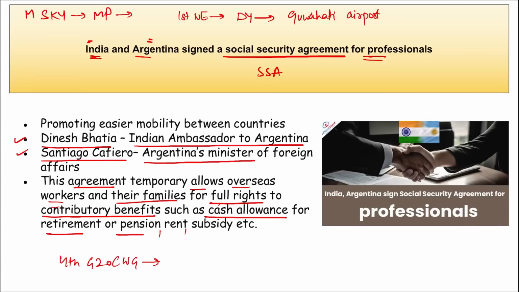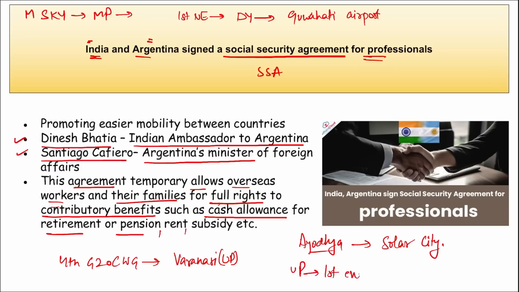So the fourth edition of the G20 Culture Working Group meeting was held in Varanasi, Uttar Pradesh. Next thing, remember, in Uttar Pradesh only, Ayodhya will be built as your solar city, and in UP only, the first ever MotoGP event, that is your bike racing, was held. And it was held where? At Gautam Budh International Circuit, that is in Greater Noida, right?